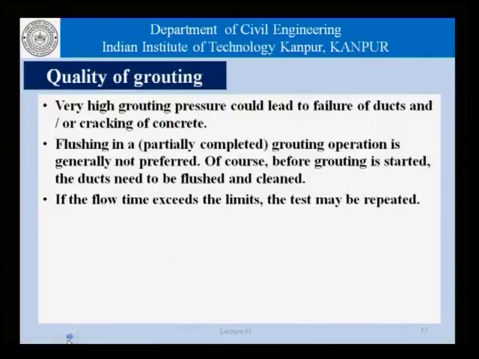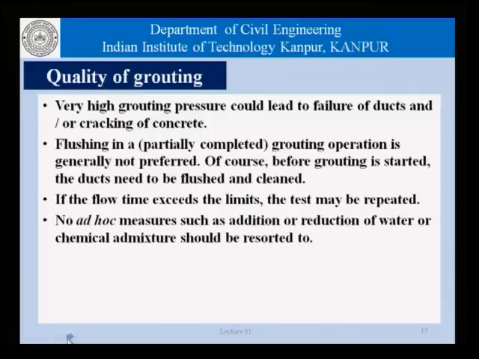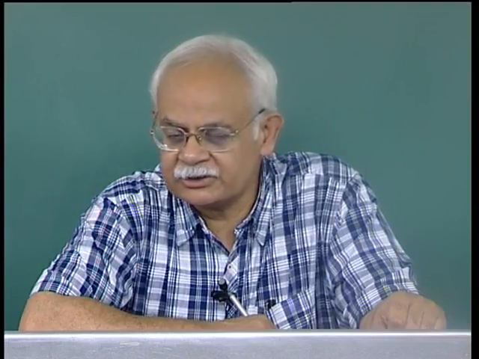Of course, the flow time, that is the flowability of the grout, is typically measured using normal funnels, which could be V funnels, and the specifications are given in terms of the acceptable flow time. If the flow time exceeds the limit, that is, the grout is more viscous than is acceptable, the test can be repeated once, but no ad hoc measures such as addition or reduction of water or chemical admixture should be resorted to. Even though the grouting operation is carried out in the field, engineers should not resort to ad hoc measures.